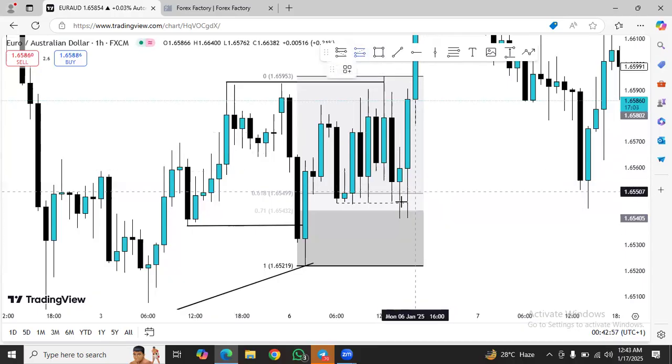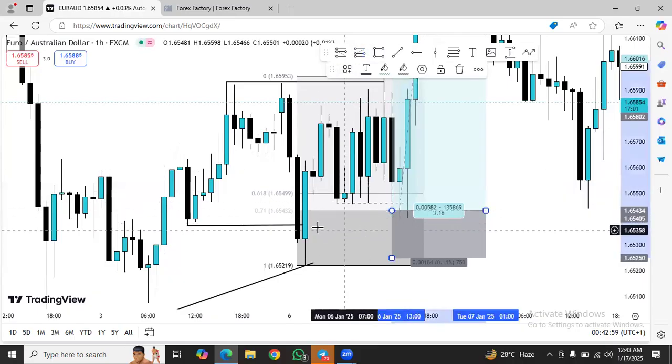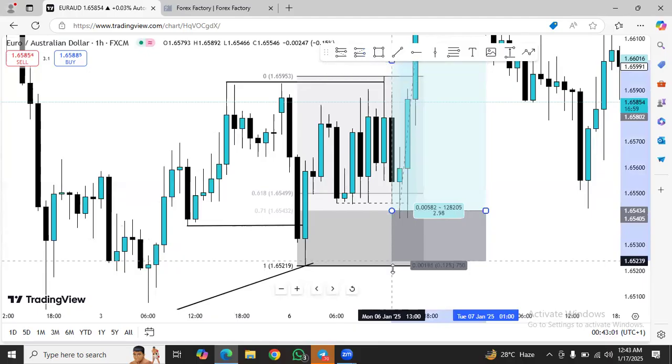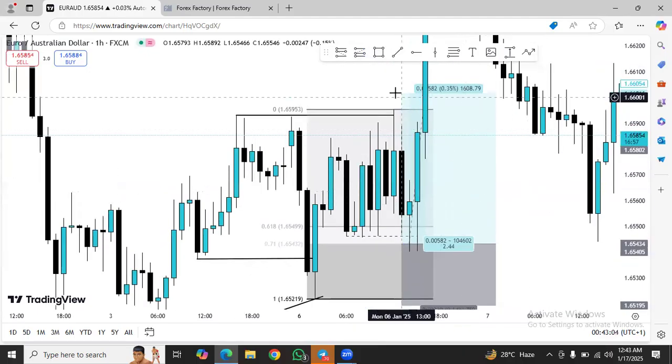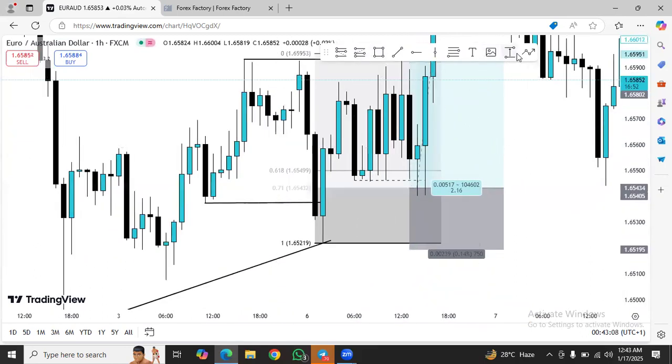It's not an A setup for me. So I'll just enter at the 71% fib. It's a B setup. Okay. If I take this kind of setup, I won't risk much. But this is not the setup I actually want to talk about.